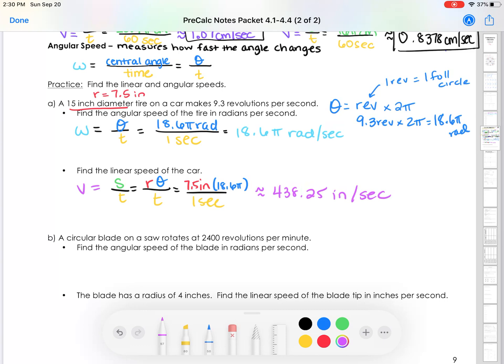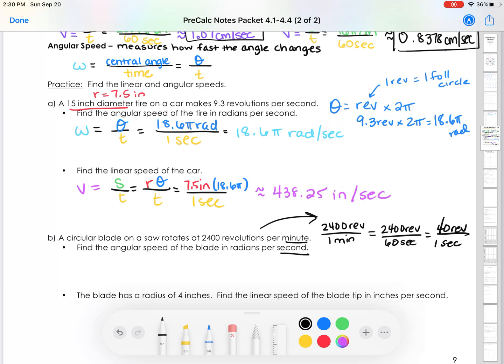In our next example, a circular blade on a saw rotates 2,400 revolutions per minute. We want to find the angular speed of the blade in radians per second. So let's make sure we are converting revolutions per minute into seconds, so we're all in the same units here. If we have 2,400 revolutions in 1 minute, really that means we're moving 2,400 revolutions in 60 seconds, because that's equal to a minute. Let's simplify that so we're looking at just 1 second. That gives us 40 revolutions per 1 second. All we did was convert that to seconds instead of minutes.